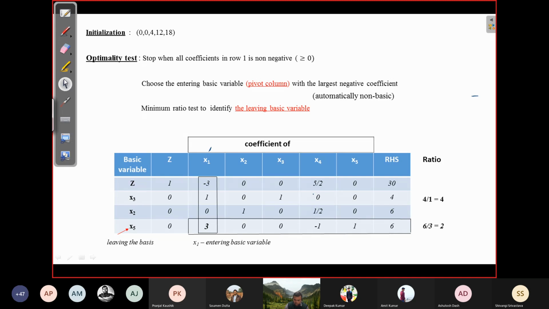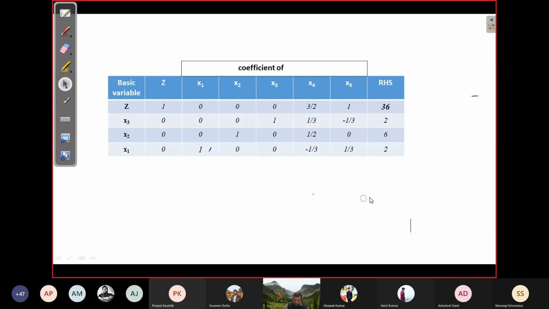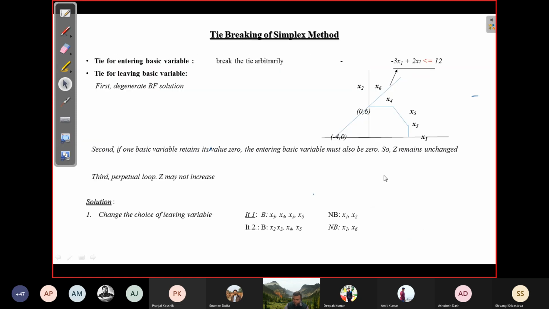If you have any other question, please ask. Otherwise, we'll move to the next topic, which is a very important topic: the tie breaking in simplex method.